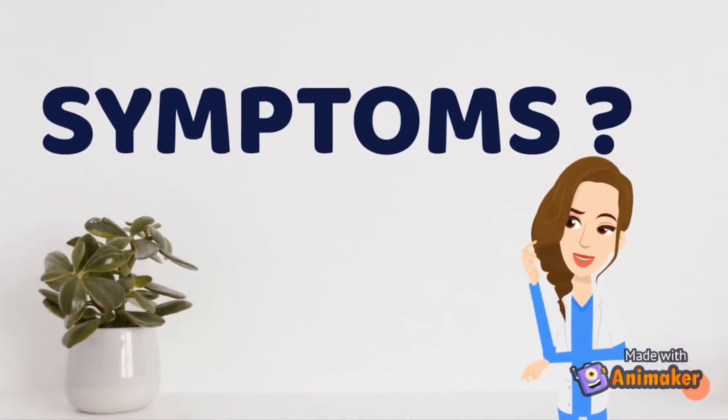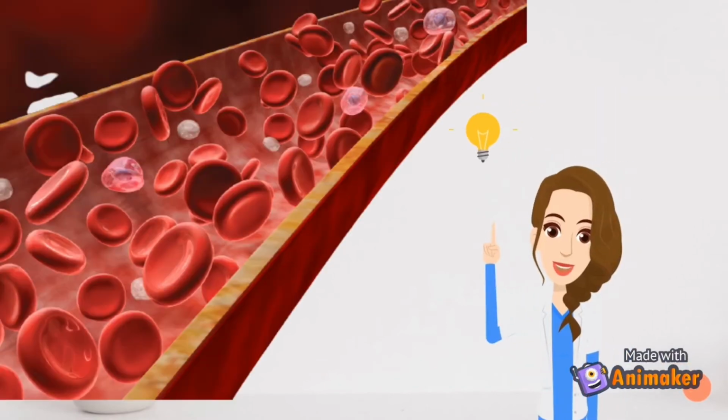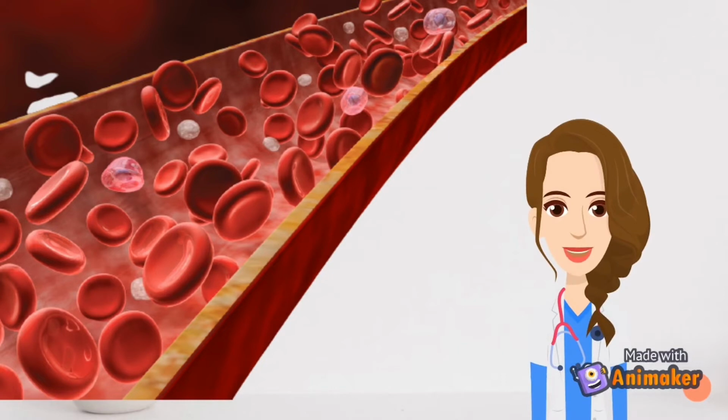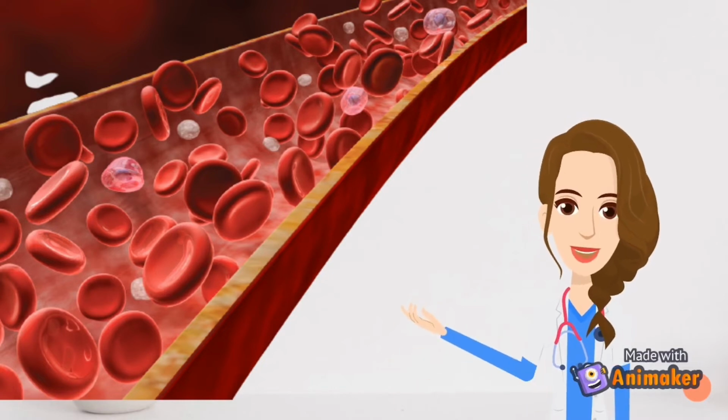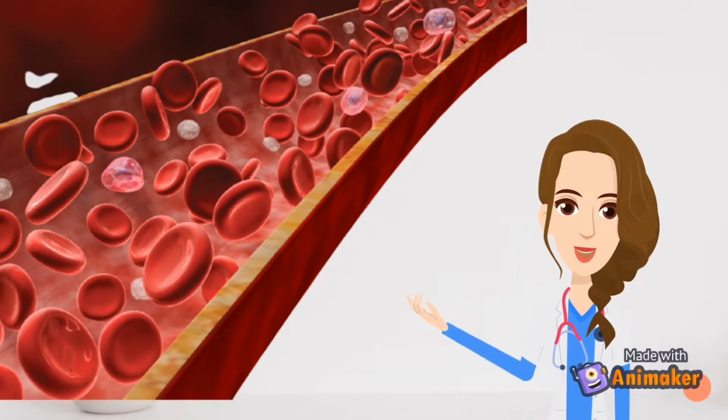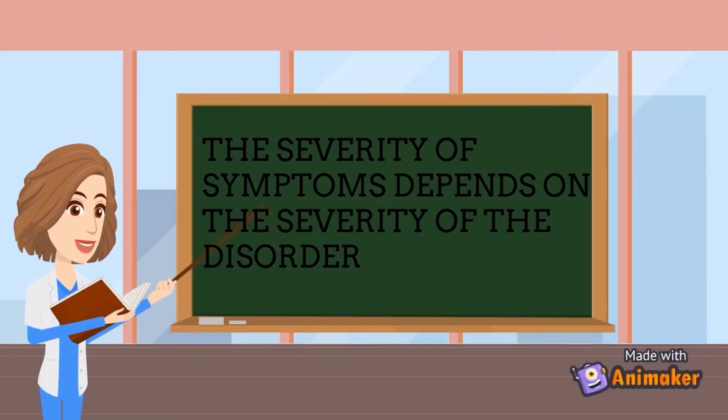What are the symptoms of thalassemia? Symptoms of thalassemia are caused by a lack of oxygen in the bloodstream. This occurs because the body doesn't make enough healthy red blood cells and hemoglobin. The severity of symptoms depends on the severity of the disorder.